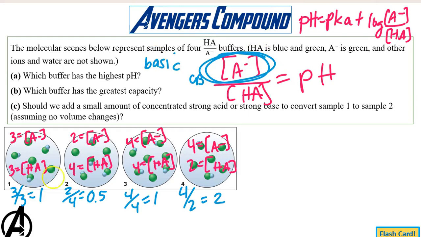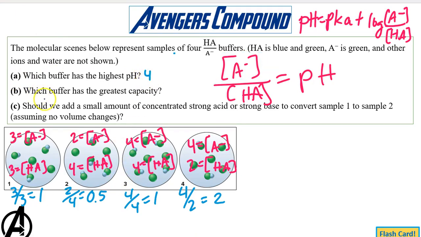So I'm looking here, I have 3 here, but it's equal to my HA ratio, so that's not going to work. This one's also equal to 1, that's not going to work. We only have scenarios 2 and 4 to look at for letter A. Which one's going to have the highest pH? Well, the one with the highest pH is going to be the one with the most conjugate base, and of course with the highest ratio, which is going to equal 2. Because we're increasing the numerator here, that means we also have to increase our pH. And so for letter A, the molecular scene that's going to show the highest pH would be number 4.